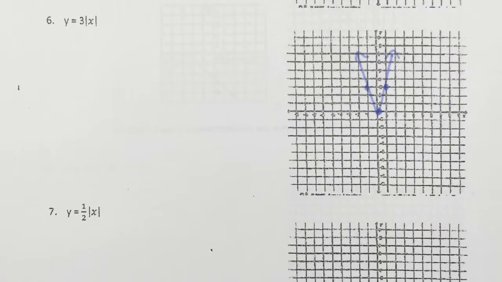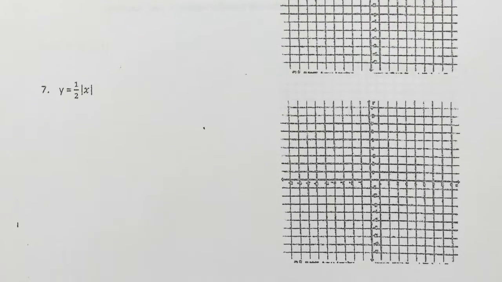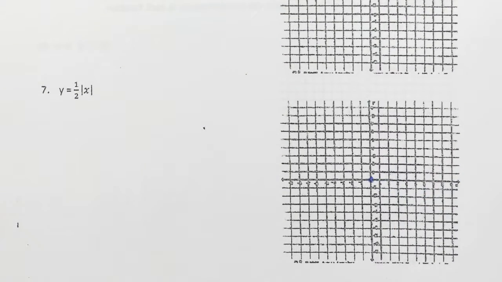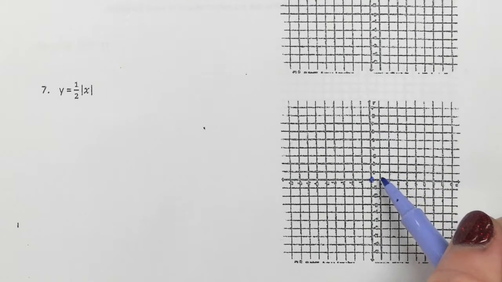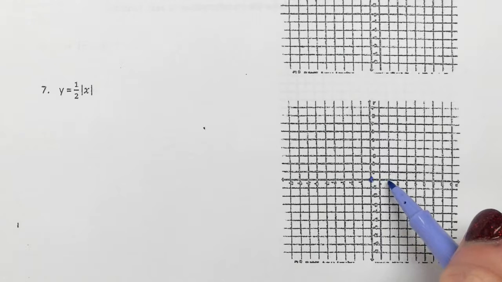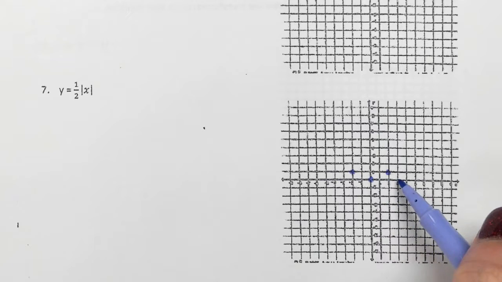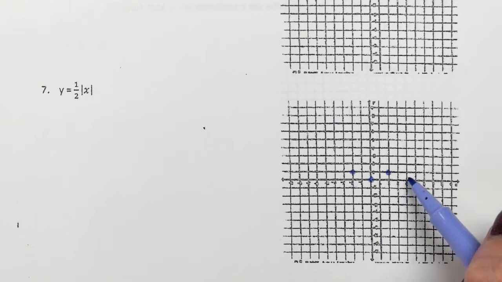Alright, what about number 7? Number 7, where's that one going to start? At the origin. But instead of going out 1, up 1, I'm going to go out 1 and up how much? A half. So I don't really want to graph that one. So I can go out 2 and up how much? What's 2 times a half? 1, right? Alright, what's the next one I could do? I don't want to do 3 because that's going to be a decimal. What's 4 times a half? 2.